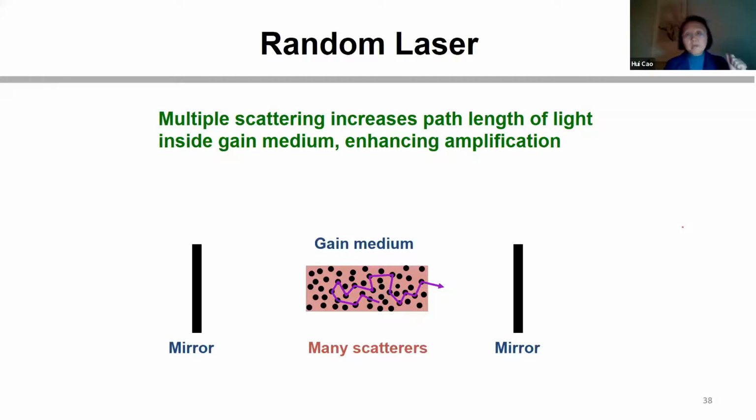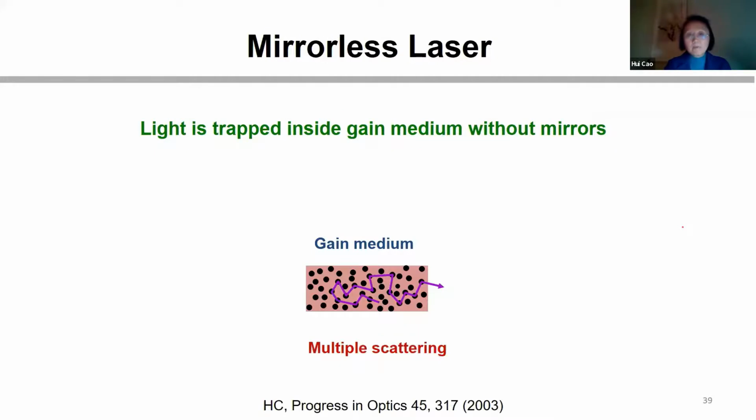So that means if we have a lot of scatterers in the system, we can actually get the system to lase even without the mirrors. That's why this kind of laser we call either a random laser or a mirrorless laser, because we're using this disorder-induced light scattering to trap light for amplification. Okay, so that is called a random laser.